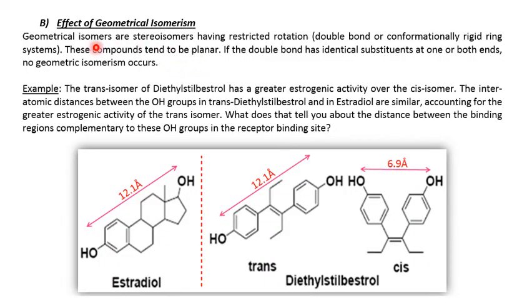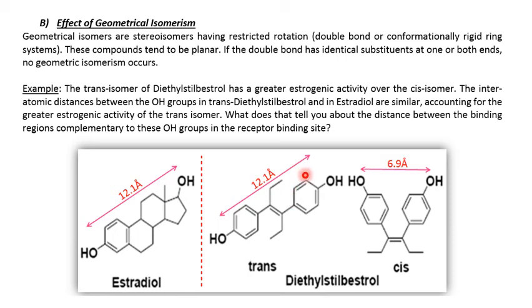The second structural feature we will talk about is geometric isomerism. In this example here, we have the structure of estradiol, and we also have the structure of the drug diethylstilbestrol, which has 2 geometric isomers, the trans isomer and the cis isomer.